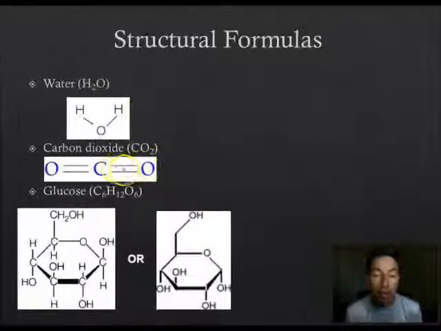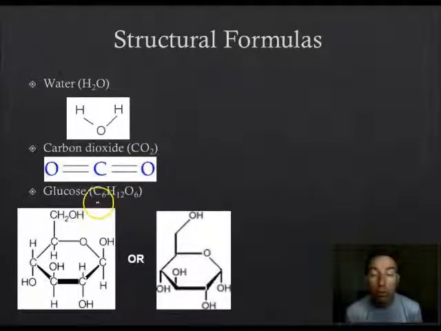And then we have carbon dioxide here. If we look at this, there are two lines between the oxygens and the carbon. This means that there's a double bond, or a double covalent bond. There are actually two pairs of electrons being shared between these two atoms. So that's what a double bond is. We can get to bigger molecules.